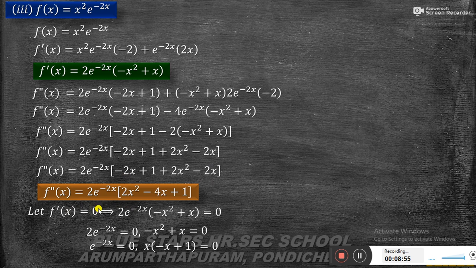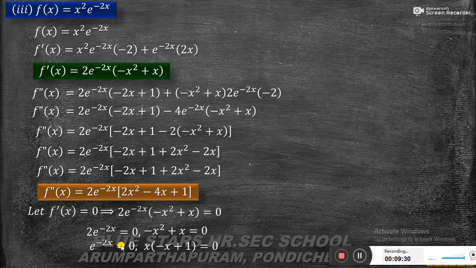Now we find the critical point. For the critical point, the condition is f dash of x equal to 0. This is the condition for critical point. So f dash of x equal to 0. Now I take the f dash of x equation. f dash of x equation is 2 e power minus 2x into minus x square plus x equal to 0. In the next step there are 2 factors. One is 2 e power minus 2x. The second factor is minus x square plus x. So 2 e power minus 2x equal to 0, and minus x square plus x equal to 0.